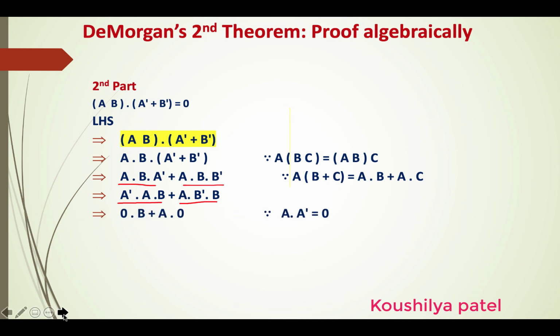B into B dash equals 0. So we get 0 dot B plus A dot 0, and multiplying 0 by any operand will become 0. So we get 0 plus 0, and 0 plus 0 equals 0 as per the binary rule. So here we are getting 0, and hence it is the right hand side. So we can say the second part is also proved, and we are able to prove the second theorem also.